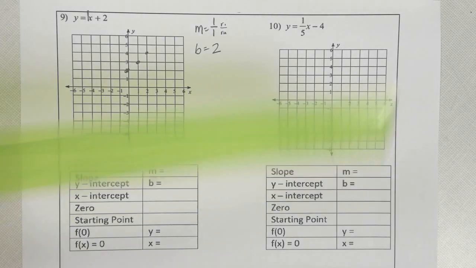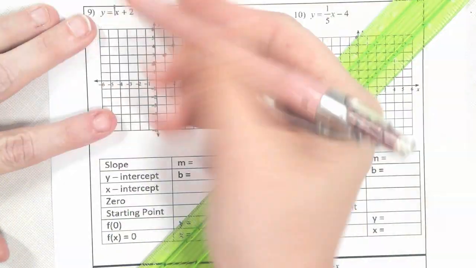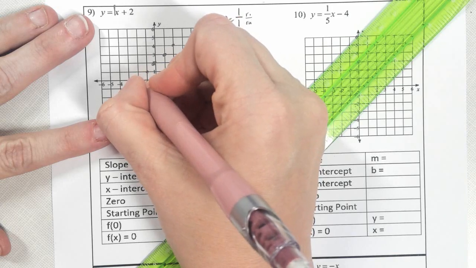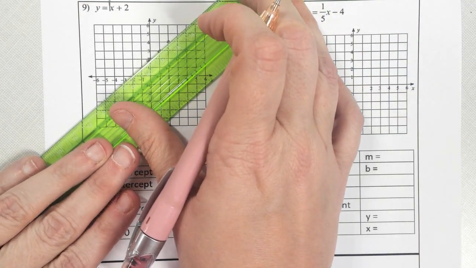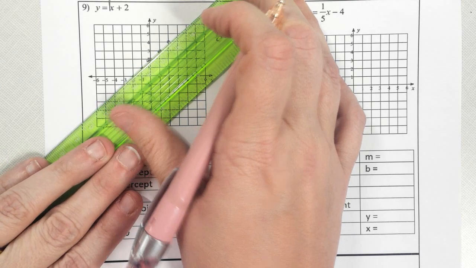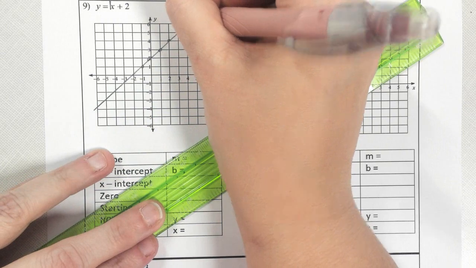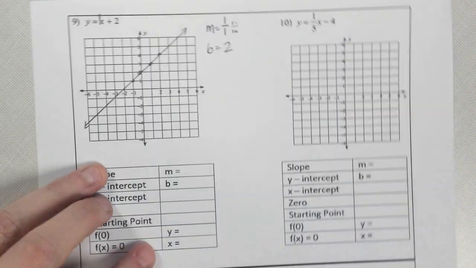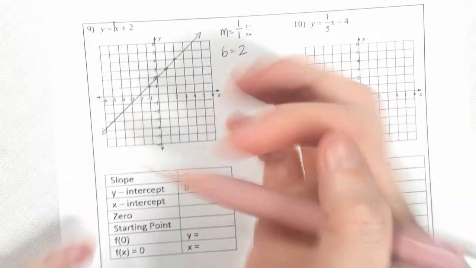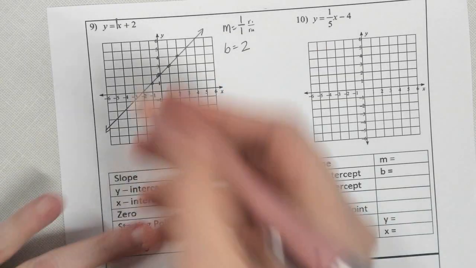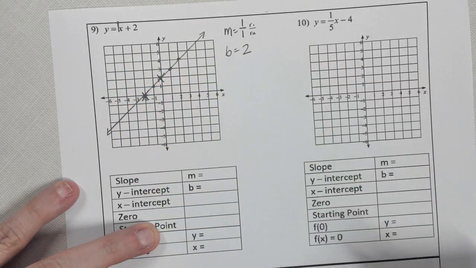Okay, now I have a ruler. So I'm going to actually connect those points up. And if I want to, I can continue the pattern going in the other direction. Now that I've got the line, I am going to connect my points. On this graph, just pretend that that's a straight line. I can see where the x-intercept is. It's right there. My y-intercept is right there.